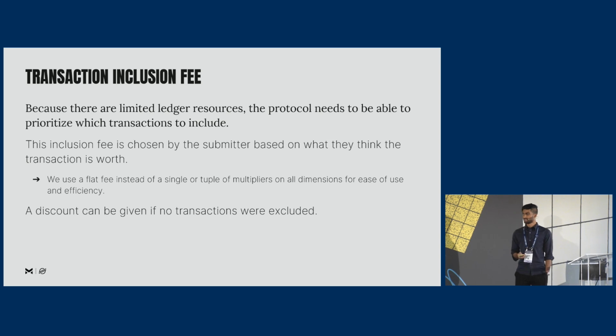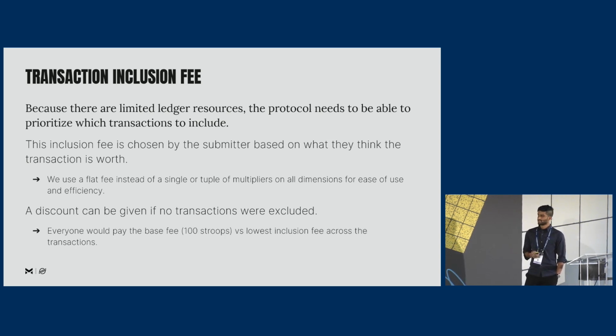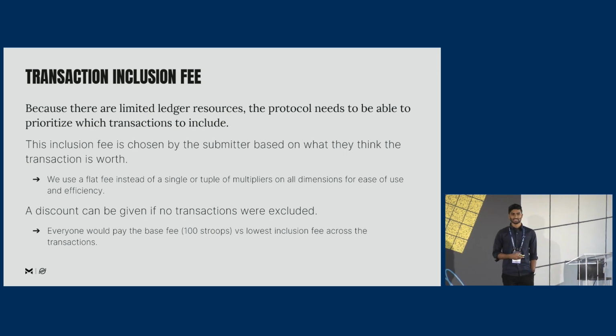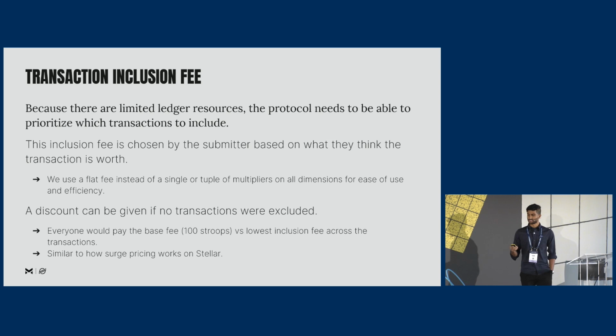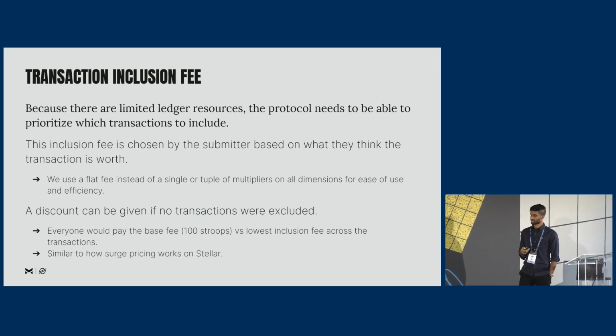An important detail here is that a discount can be given if no transactions were excluded. So in this case, everyone would just pay the base fee, which is 100 stroops. But if a transaction were excluded, then you'd be in the state we call surge pricing, and you would end up paying the lowest inclusion fee across the transactions in the transaction set. So this is done for fairness. It's not fair to penalize a transaction for setting a higher inclusion fee when a lower inclusion fee would suffice.